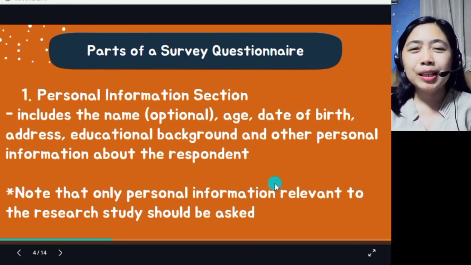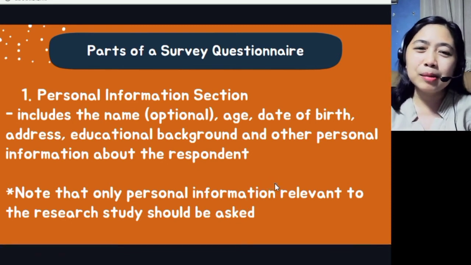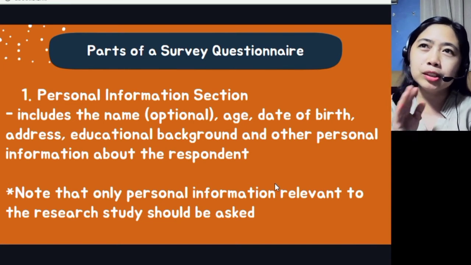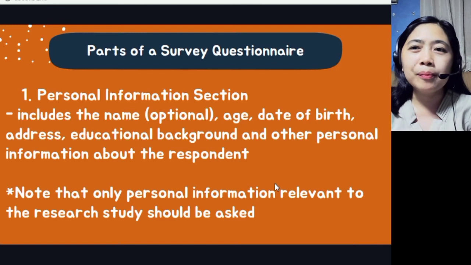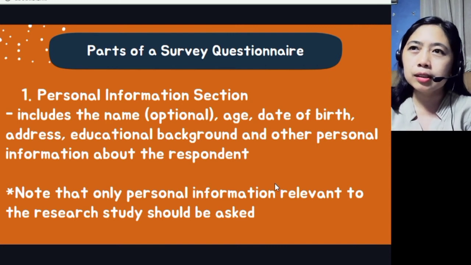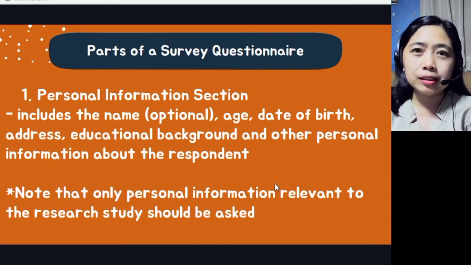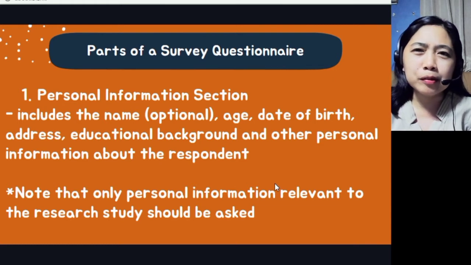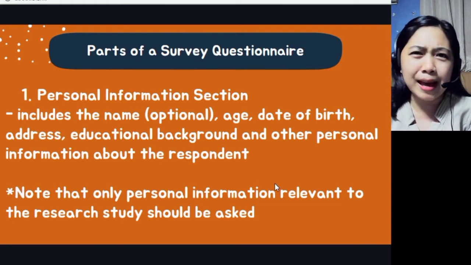The personal information section, or the questions in your personal information, should be relatable to the study you conduct. Say your study is about fast food restaurants in Mandaue or in Cebu, and then one of the questions you have was how many boyfriends or how many girlfriends did you already have?